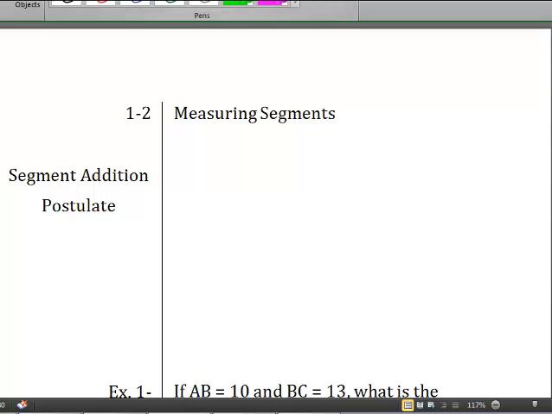Well, hello geometry students. Welcome to our lesson on measuring segments. Just wanted to kind of brief you on how this lesson is laid out.